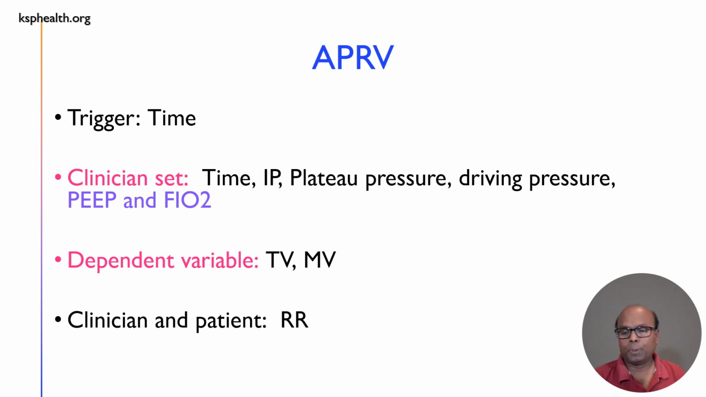Another most common mode, especially in patients with ARDS, is APRV, airway pressure release ventilation. The trigger is time, and the clinician sets pressures. It's a different kind of mode; I'm going to explain it in a bit. And of course, PEEP and FiO2. The dependent variable is tidal volume. Whenever you preset pressure, the volume changes based on the compliance of the lung.